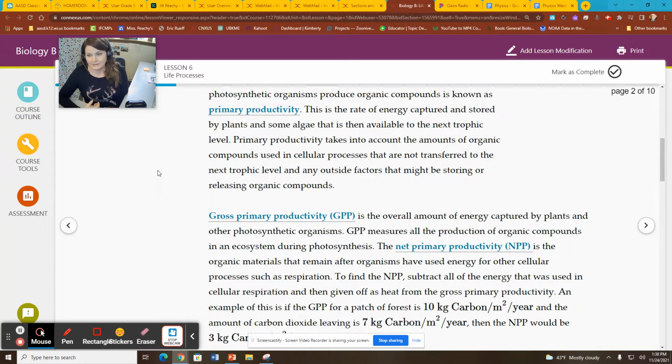So gross primary productivity is the total amount of energy captured by plants and other photosynthetic organisms. If you just measure, they're absorbing all this energy from the sun, how much energy are they absorbing? That's what your GPP is. Then if you subtract the energy that those plants and other photosynthetic organisms use to live, they need to do cellular respiration so they can get energy for their bodies so that they can grow and reproduce and all sorts of things as well. Then you end up with a total amount that's left over, and that's what the net primary productivity is.